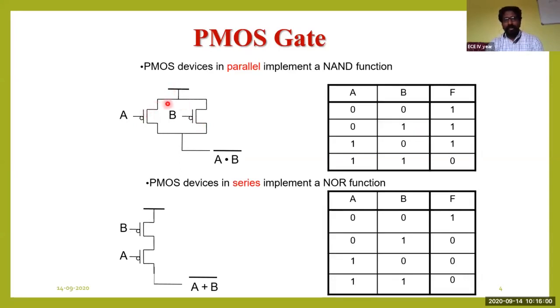How does it travel? Since we have supplied logic 0 here, the gate voltage will become greater than the threshold voltage. Since it is greater than the threshold voltage, a channel has been formed here. Since the channel has been formed, through that channel this VDD, that is logic 1, will travel to this output. So that's how you are going to get A dot B whole bar equal to 1.